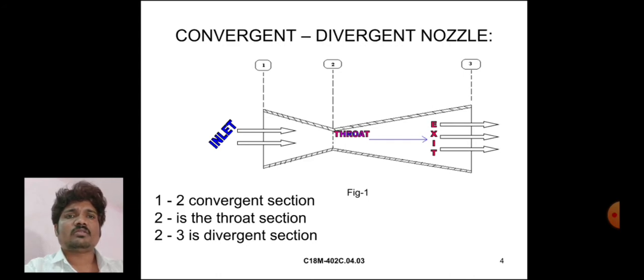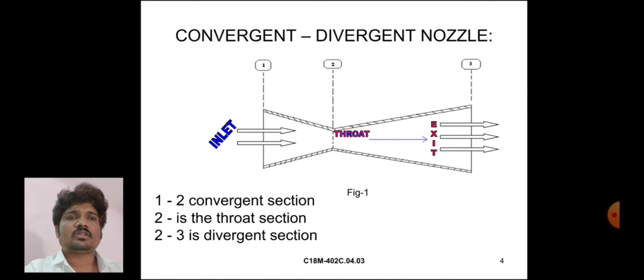1 to 2 is the convergent section, 2 is the throat section, 2 to 3 is the divergent section. As shown in this figure, in the 1 to 2 convergent section, fluid enters where the cross sectional area is maximum, and at the exit the cross sectional area is minimum. This type of nozzle is called a convergent nozzle.